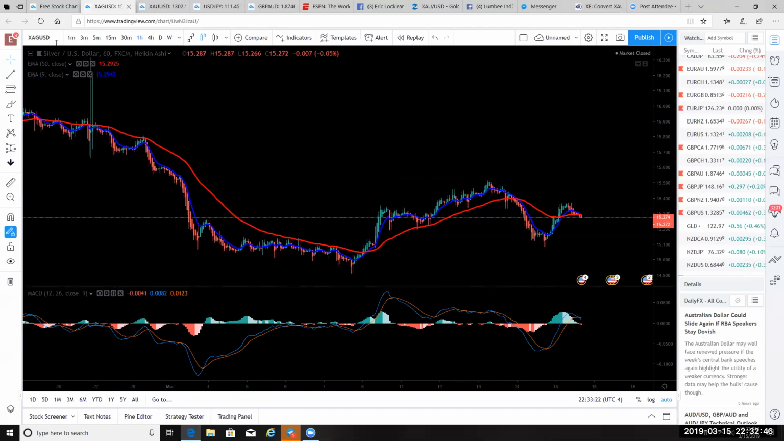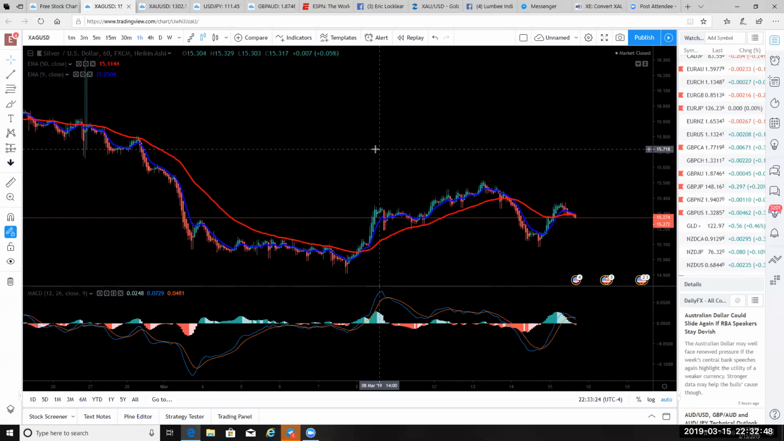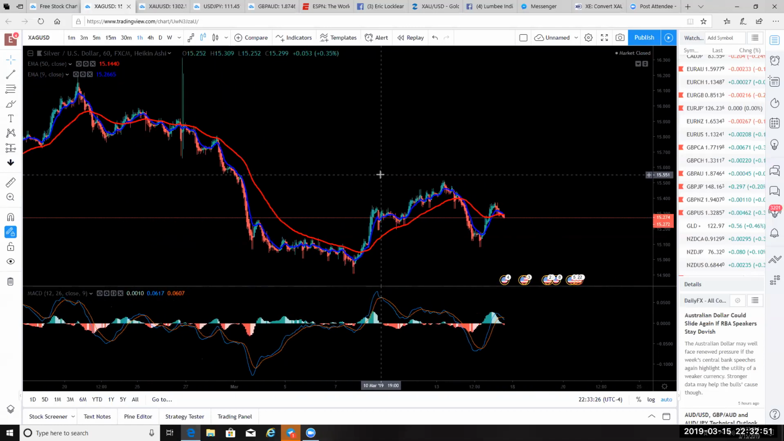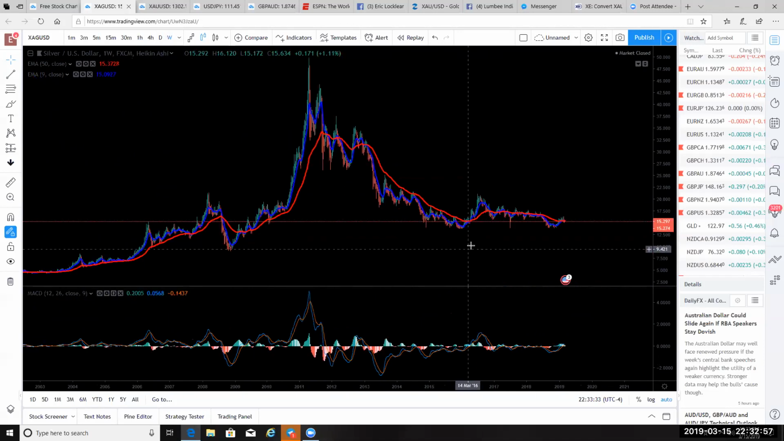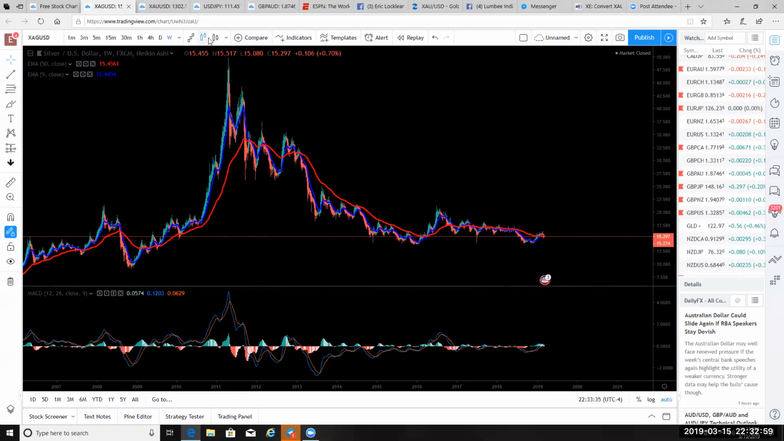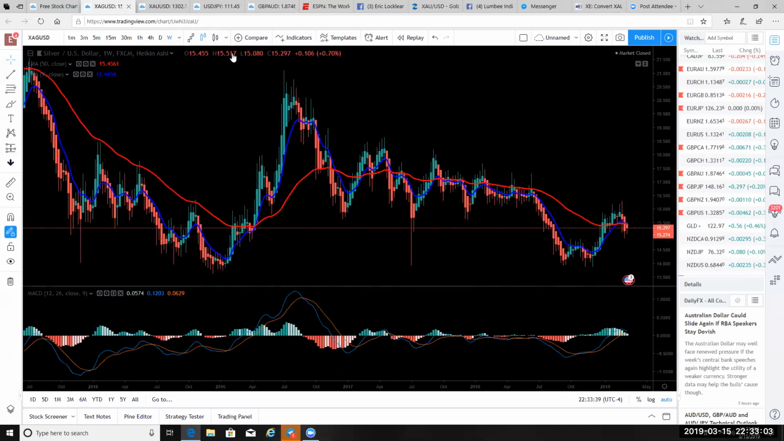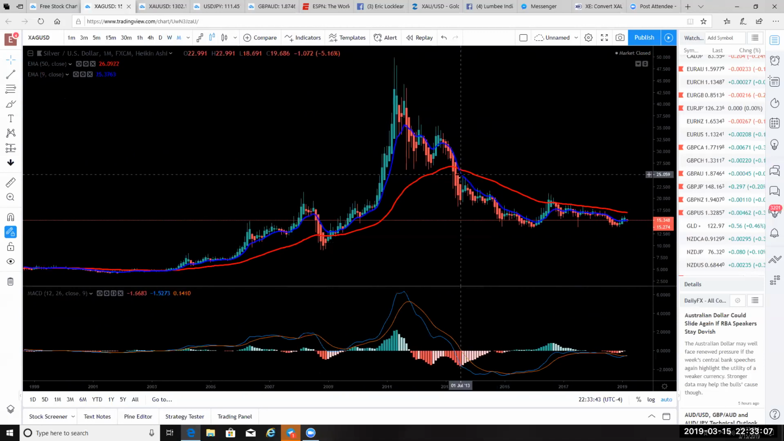So I've been trading gold this week, and gold's been doing pretty good, so I'm going to mark up gold for you. I usually start on the monthly to see what my overall trend is. Right now I'm at a sell.